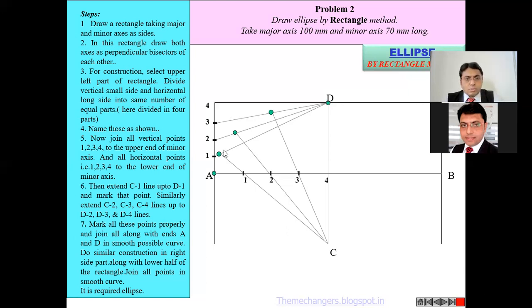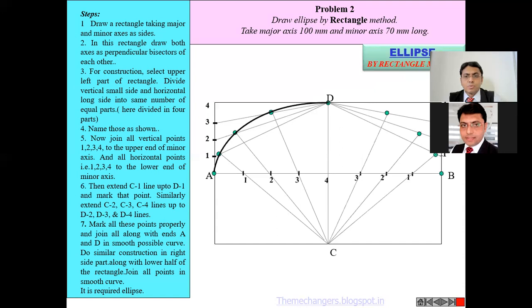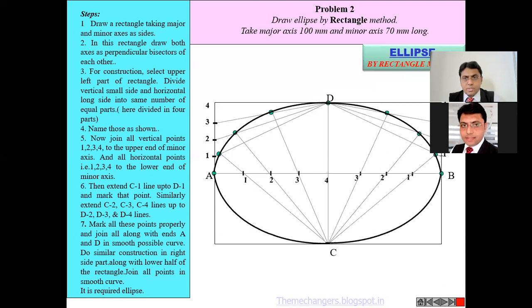Okay, C2, C3 and C4 lines up at D2, D3, D4. So these points are going to be followed here at the D1, D2, D3 and D4 lines. Mark all these points properly and join all along the ends A and D in a smooth curve. Do a similar construction on the right side part, along with the lower half of the rectangle, and join all the points in a smooth curve so that it is the required ellipse.